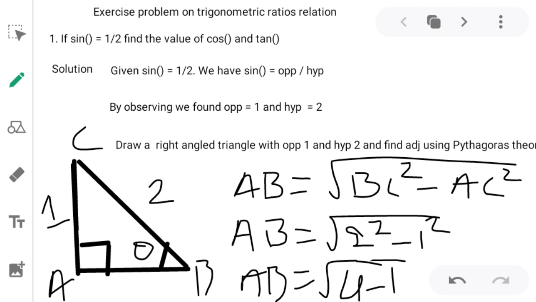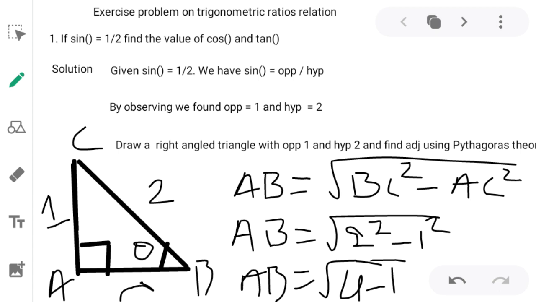The side adjacent is AB. As I explained in the earlier videos, the side joining theta is called the adjacent. Here AB is the adjacent side. We have to find out the length of that adjacent side. By Pythagoras theorem, we have AB square equals BC square minus AC square. To find AB, we have to take the root. AB equals root of BC square minus AC square.